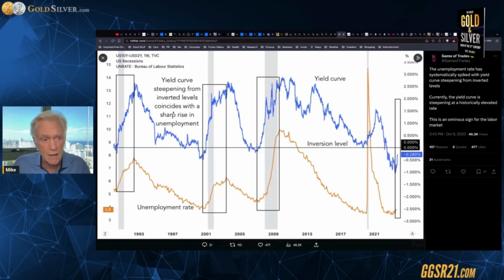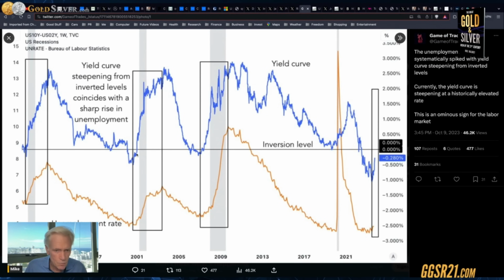And what they point out here is the yield curve and the inversions. It's the percent, either positive or negative, and they're taking the 10-year and the 2-year treasury. When it goes below this zero line, that's when the yield curve inverts. But then you'll notice that when it starts to rise, we have a recession after it starts to rise, and unemployment goes up. Once this starts to rise, unemployment increases. And it's done this quite reliably.